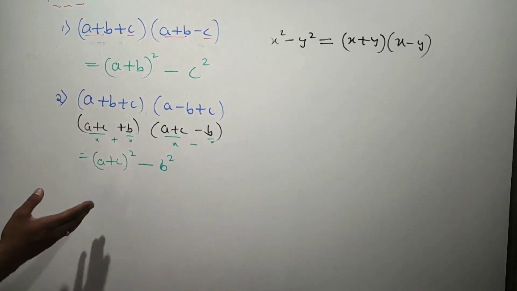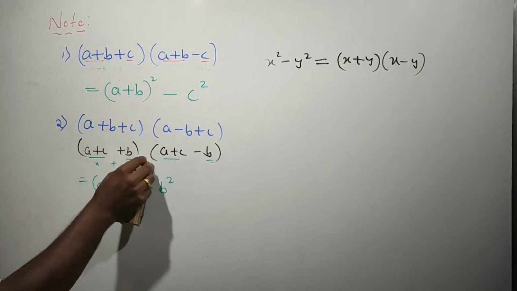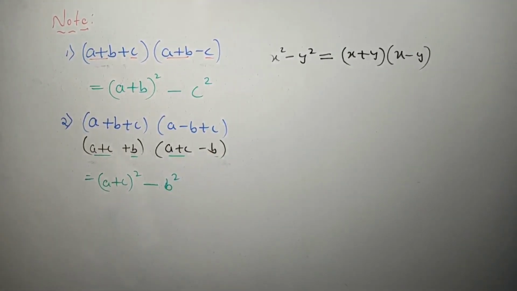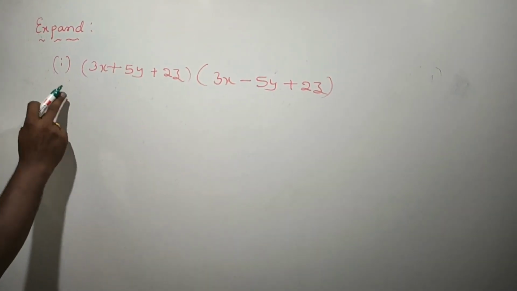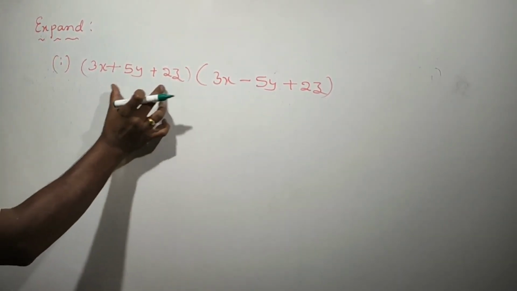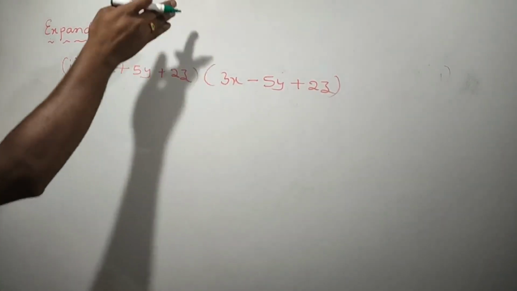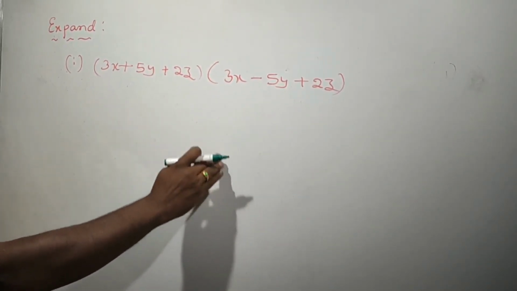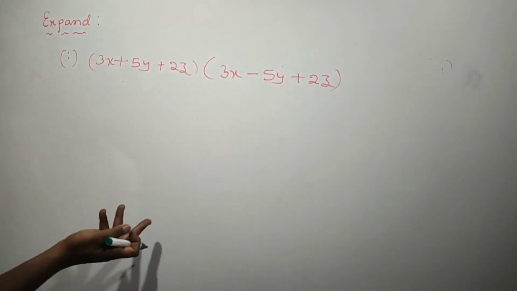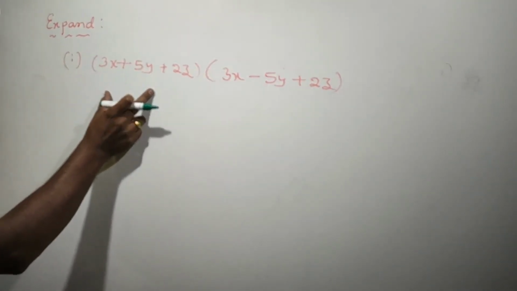Let's continue with some problems based on these properties. Okay, now I will use this property and solve the problem, children. Now children, I am expanding these two products by using the note point. You know the note point, children: a plus b plus c into a plus b minus c is equal to, what happened? A similar problem is there. That property I will use here to expand.